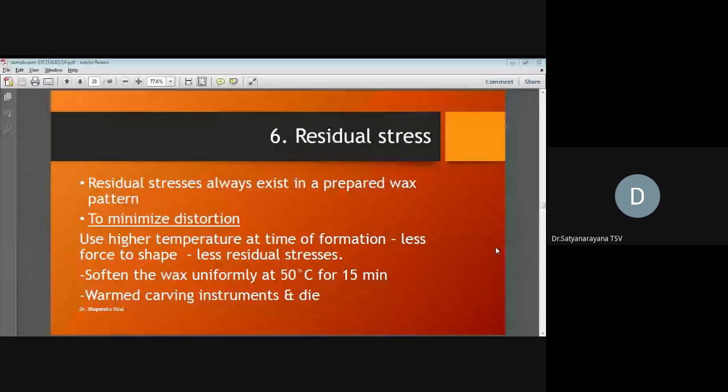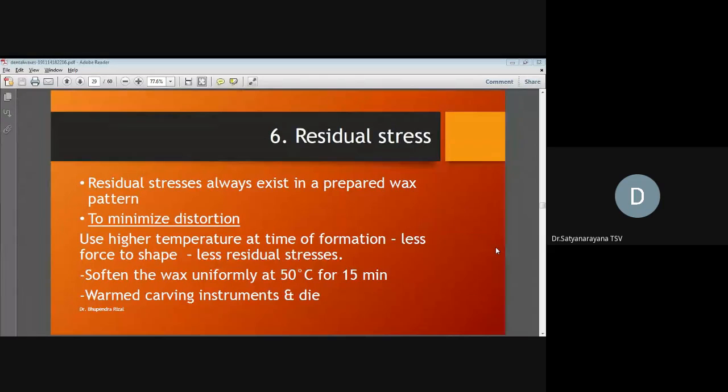And what is a die? If you remember, there is a difference between a cast, a model, and a die. A die is a single prepared tooth. All these wax patterns we will do for your FPD. When you are doing it for your FPD, you prepare the tooth and take the impression. So the prepared tooth on the cast is called your die. So even your die should be heated. That means your cast, or that single portion, should be heated.